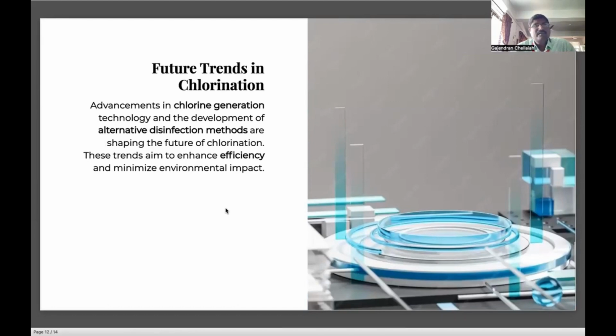Future trends in chlorination: advancement in chlorine generation technology and development of alternative disinfection methods are shaping the future of chlorination. As we know, chlorination is not the only disinfection method for finalizing the water treatment in the final stage, but the other components are not practically viable, which is the major challenge, except chlorine. Still, research and development work is going on, through which we are identifying some disinfecting agents which are giving positive results in shaping the final end user water treatment system. These trends aim to enhance efficiency and minimize the environmental impact.